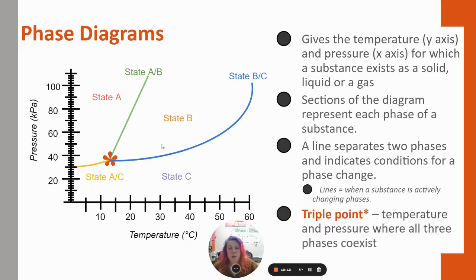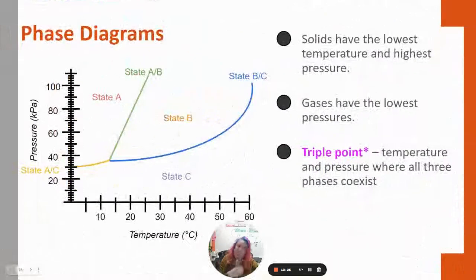The triple point is where we see all three of those lines intersect. And this is the temperature and pressure at which all three phases exist at the same time. So solid, liquid, and gas happening all at the same time. Solids are going to have the lowest temperature and the highest pressure because they're really tightly packed and they are frozen. So your solids are going to be in this first section. Gases have the lowest pressures, so gases are going to be down here in the third section, whereas liquids are going to be in the center.